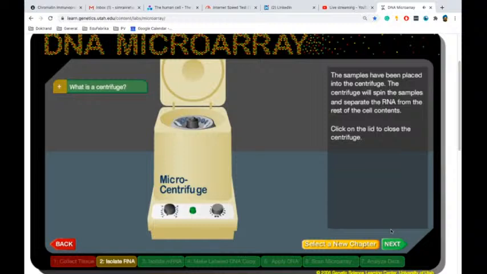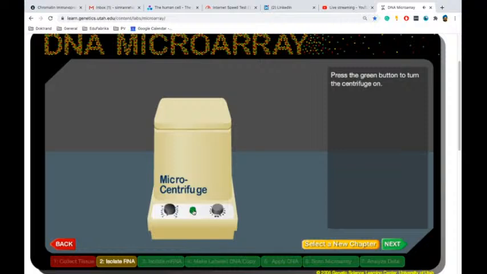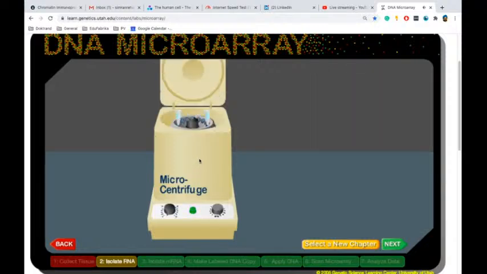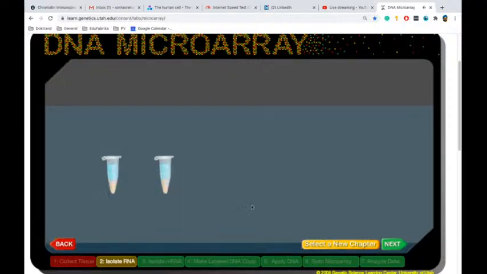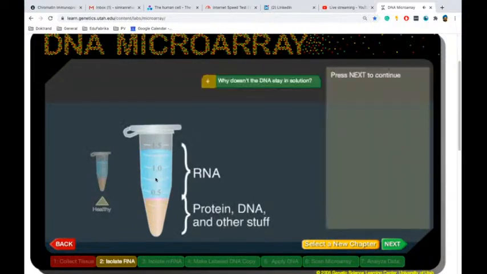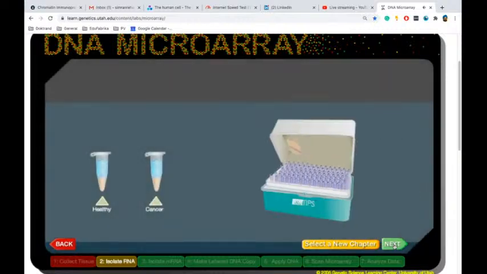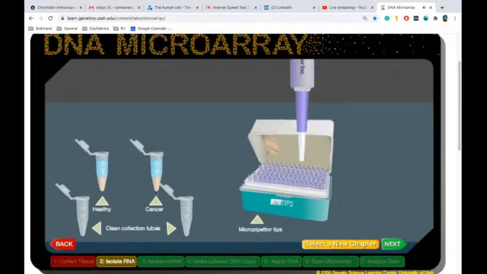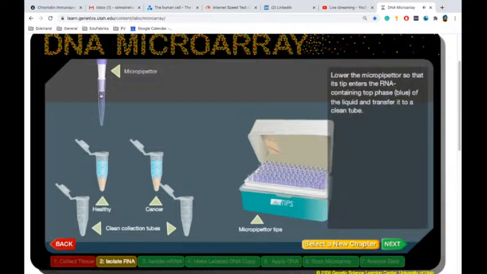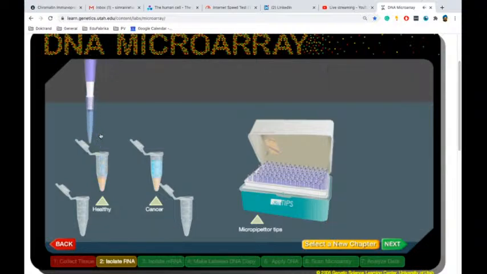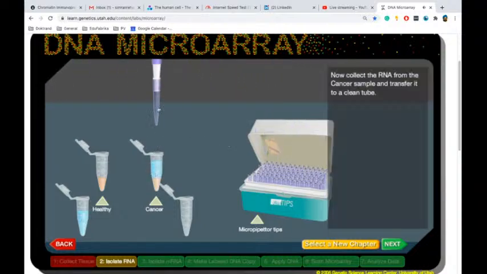Click on the lid to close the centrifuge. Then green button to turn it on. So you have healthy and cancer cells. The upper part would be the RNA and the bottom, the pellet part, would be protein, DNA, and other stuff. Then you collect your samples, your RNA, from the healthy sample and from the cancerous tissue sample.